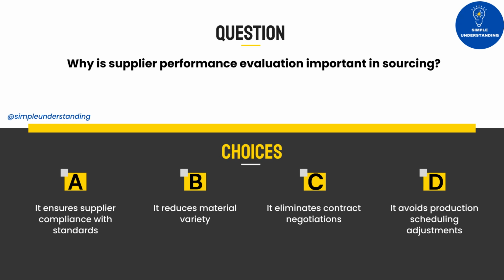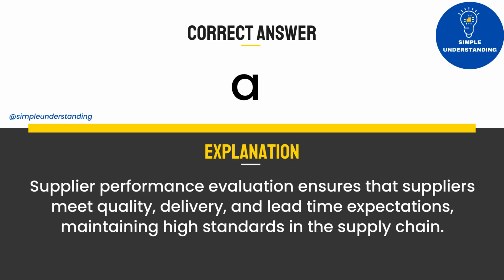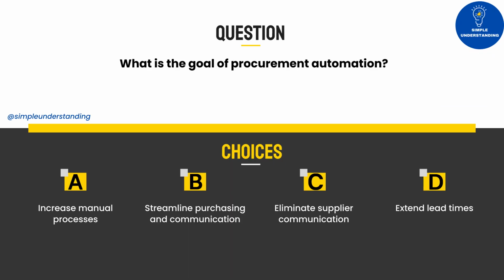8. Why is supplier performance evaluation important in sourcing? A. It ensures supplier compliance with standards. B. It reduces material variety. C. It eliminates contract negotiations. D. It avoids production scheduling adjustments. Answer. A. Explanation. Supplier performance evaluation ensures that suppliers meet quality, delivery, and lead time expectations, maintaining high standards in the supply chain.